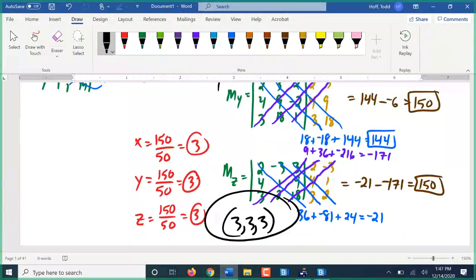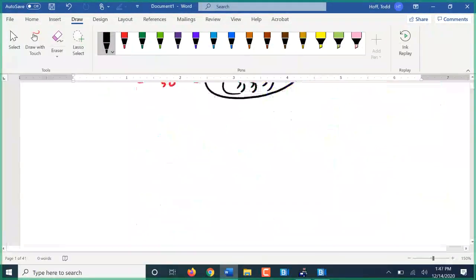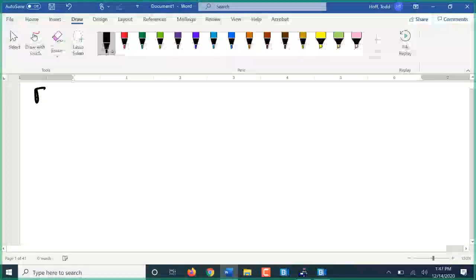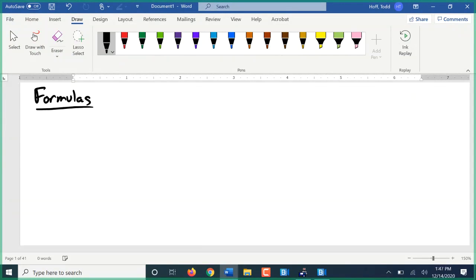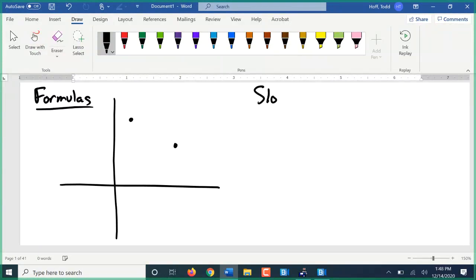So that wraps up our study of systems of equations. Today we're going to shift gears a little bit, and we're going to look at formulas. One of the ways we solved these systems of equations was to graph if we had two variables. If we're looking at a graph and we have 2 points, one formula that we've already looked at is the slope formula.